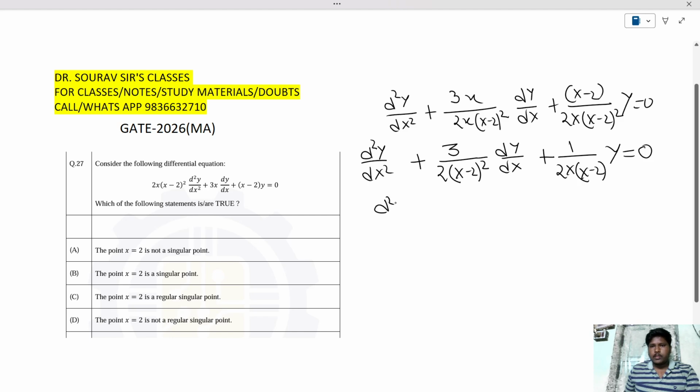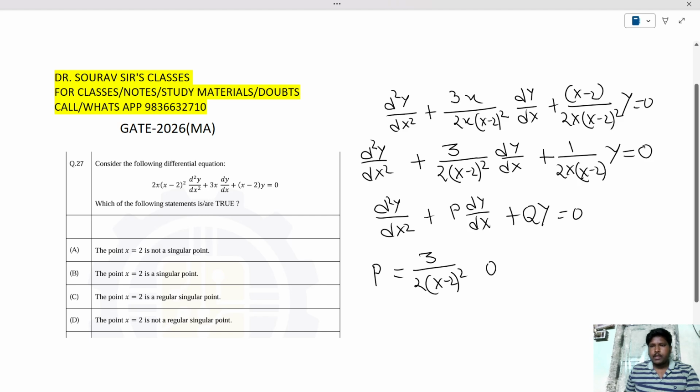So compare this equation with d2y by dx square plus p dy by dx plus qy equals 0. We get p equals 3 by 2 into (x minus 2) square, and q is 1 by 2x into (x minus 2). Now we see that at x equals 2, p and q both are undefined.